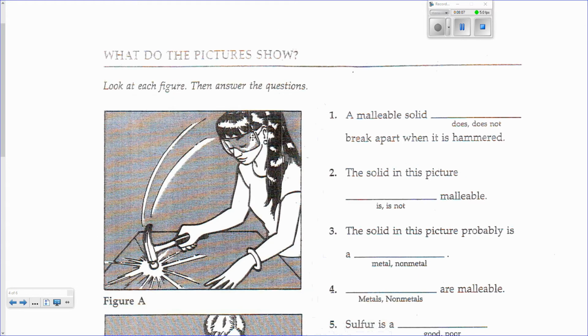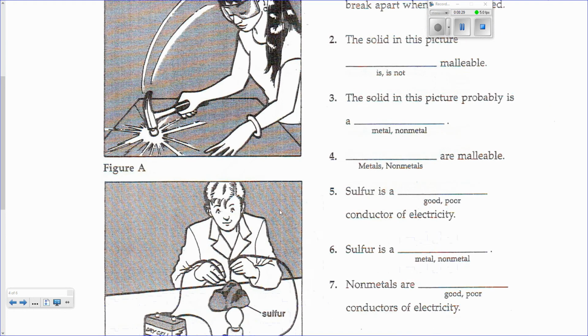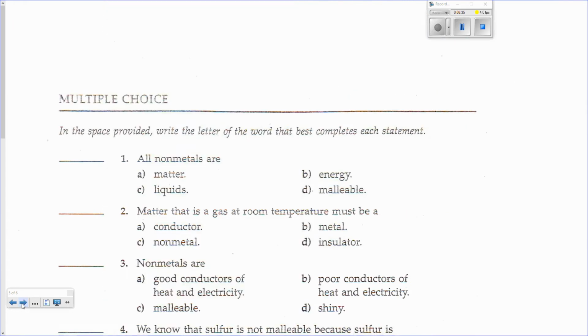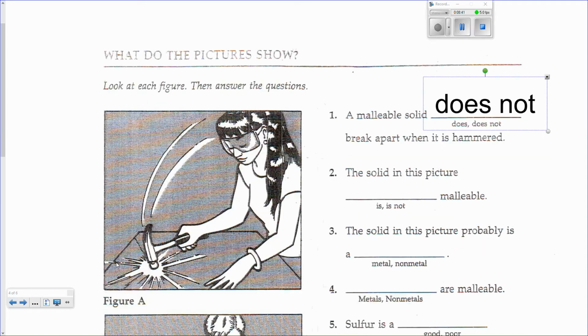Okay, so we're going to do this one together. So a malleable solid does or does not break apart when it is hammered. So if something is malleable, it does not. Okay, so I know you don't have this in front of you, but just follow along with me. The quiz assignment will be very similar, so I'm going to be taking some of these questions from the next few pages. I'm not providing them to you just because I don't want students to get confused, okay? So I'm going to take a selection of these questions. I'm going to summarize it, and then you're going to do these questions for your assignment, okay?